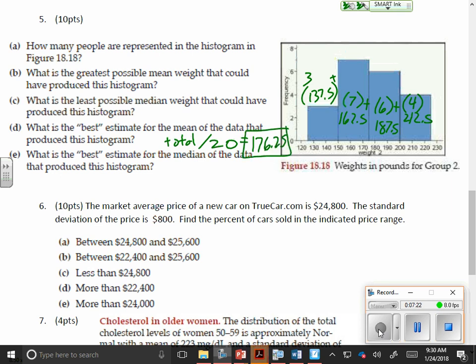So when you're doing the best average, you go for the middle. You just use the midpoint of each of those intervals. However many are in that interval times the midpoint of that interval.